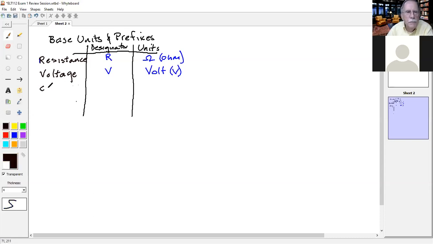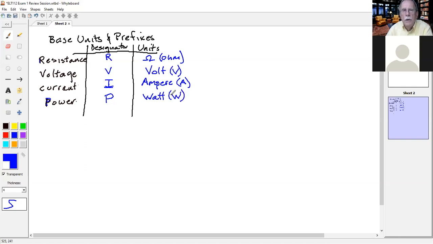If we talk about current, the designator is the letter I, because it's the intensity of the charge flow. And the unit is the ampere, which we abbreviate with an A. And if we think about power, the designator we use is P, and the unit is the watt, which we abbreviate with a capital W.